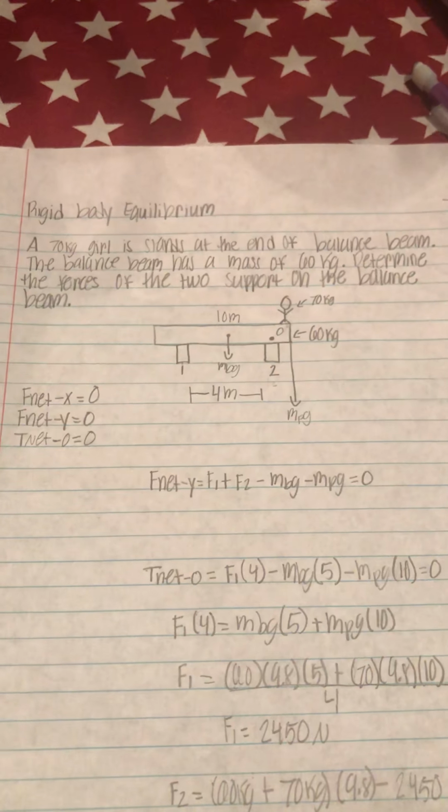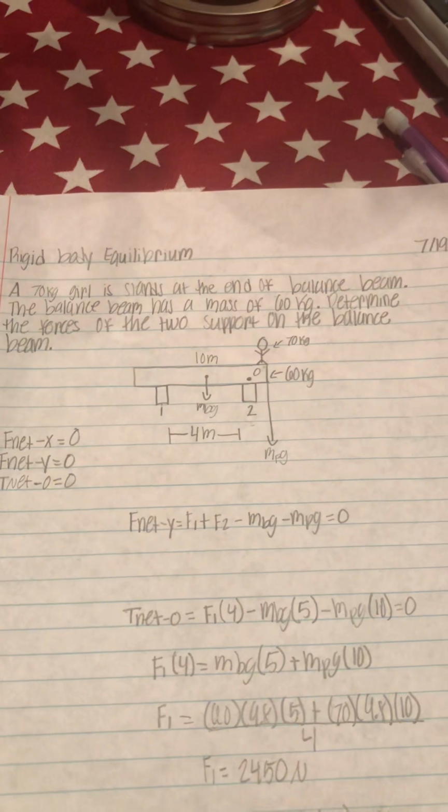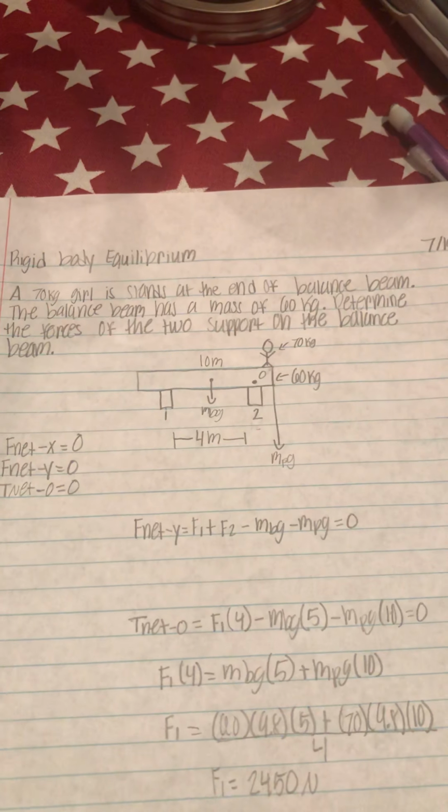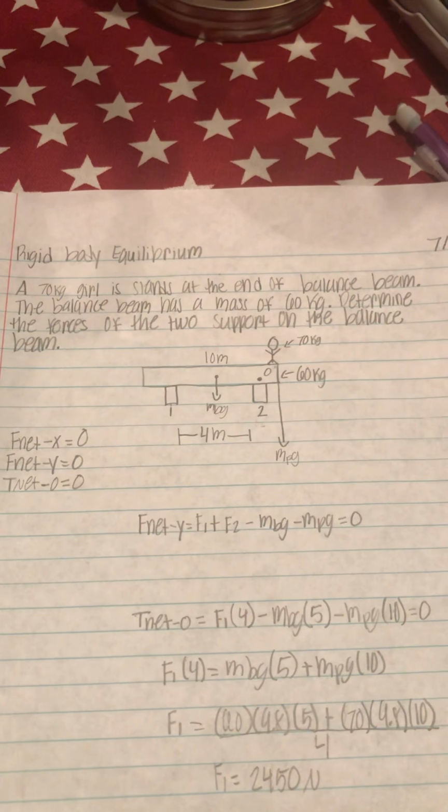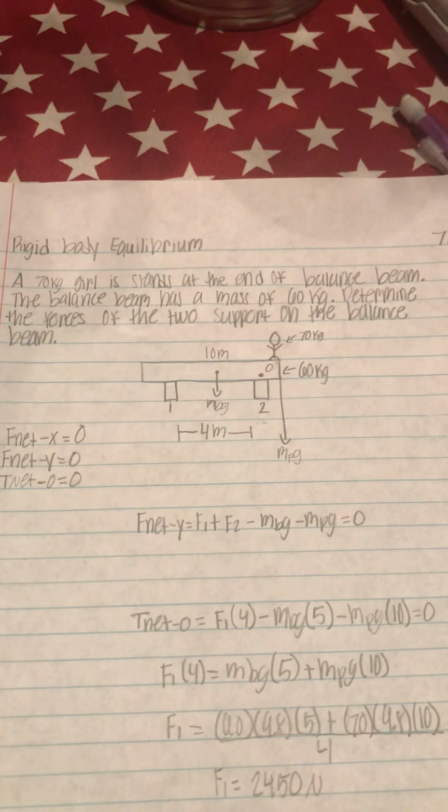A 70-kilogram girl stands at the end of a balance beam. The balance beam has a mass of 60 kilograms. Determine the force of the two supports on the beam.